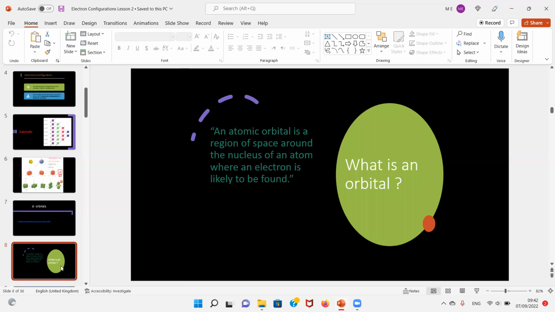The next thing here is the definition of the orbital. As we said, in the case of the p subshell, there are 3 orbitals, the px, py, and pz. So the definition of the orbital is the region of space around the nucleus where an electron is likely to be found. So most likely you can find the electron in that region.